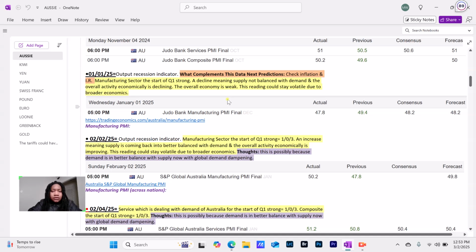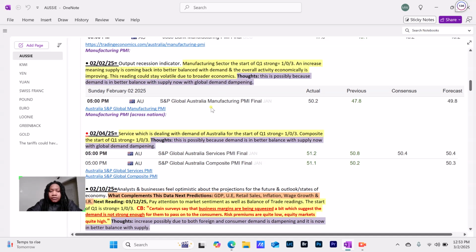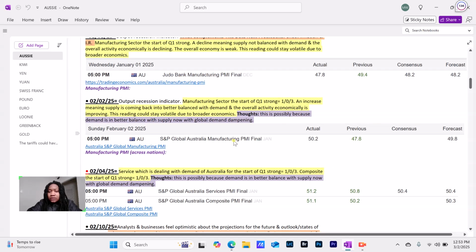Some of this stuff is still old. I'm catching up on it, like I said in the last video. Now the manufacturing sector has been doing pretty good, and this is possibly because the demand is in better balance with the supply of the economy now, because the global demand has weakened. Australia at one point had a lot of supply exceeding demand in the economy, which can be a problem. But now, since everything is going on globally, that demand has weakened, which will bring it back in better balance with the supply of the economy.